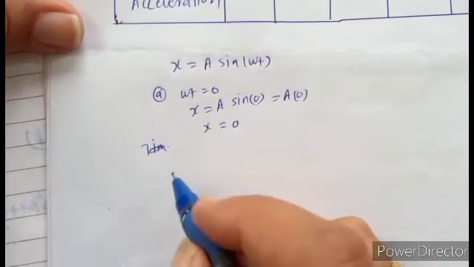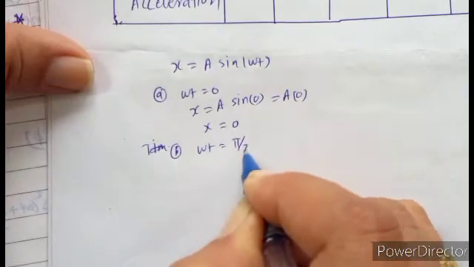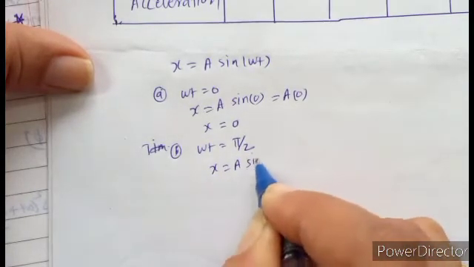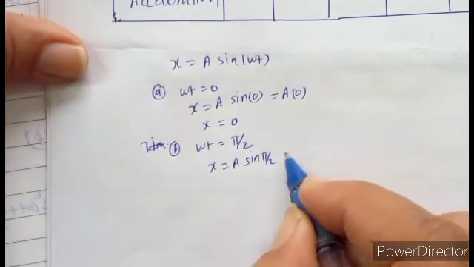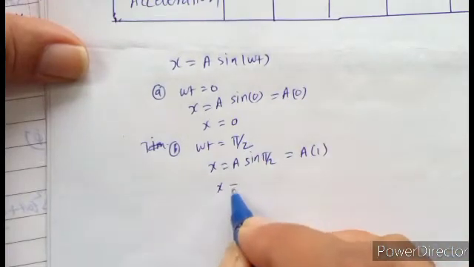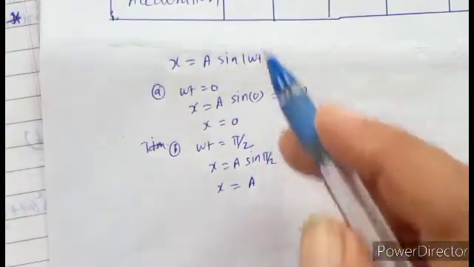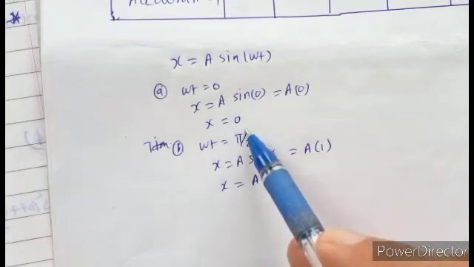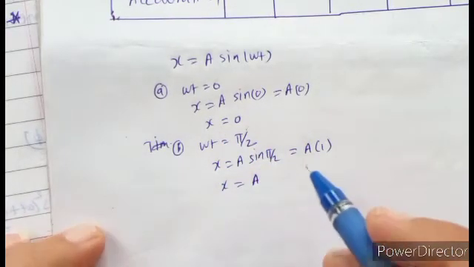Now the second value, omega t is equal to pi by 2, x is equal to A sin pi by 2. We know the value of sin pi by 2 is 1, so A into 1, so x, that means displacement, is equal to A. Substitute these two values in the above table, that is for omega t equal to 0, x is equal to 0, and omega t equal to pi by 2, x is equal to A.